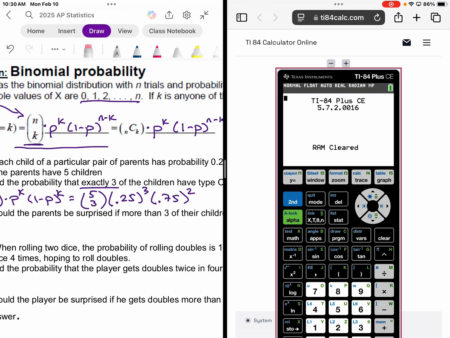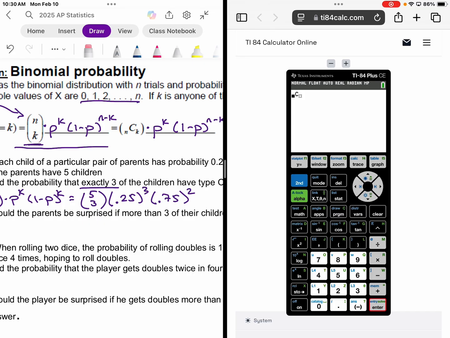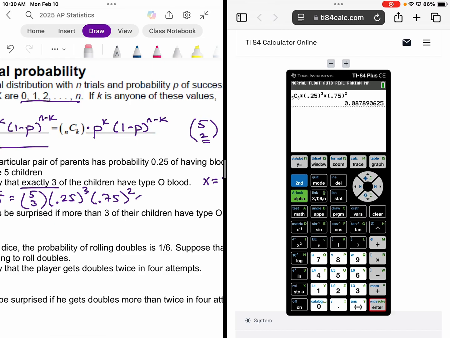Now, the NCR is a little bit different, so I'm going to go into math, over to probability, go down to option 3. I'm going to go smaller there, enter. And then I put 5 and 3 as my 2 numbers, go off to the side. I'm going to do times quantity, oops, that's not a parenthesis, quantity 0.25, close it, raise it to the third power. Get out of the exponent, times parenthesis 0.75 raised to the second power. That looks pretty good. And I get that it's approximately 0.0879.